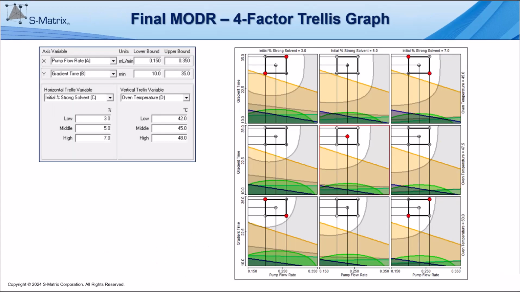This slide shows a four-factor trellis graph series in which the previous 2D graph of responses relative to pump flow rate and gradient time has been replicated across user-defined low, medium, and high level setting combinations of initial percent strong solvent and column oven temperature. The graphs also contain the rectangle designating the transferable method operable design region, or MODR, with red dots identifying the minimally sufficient set of MODR verification runs. These runs can also be automatically exported to Empower to generate confirmation data and chromatograms.